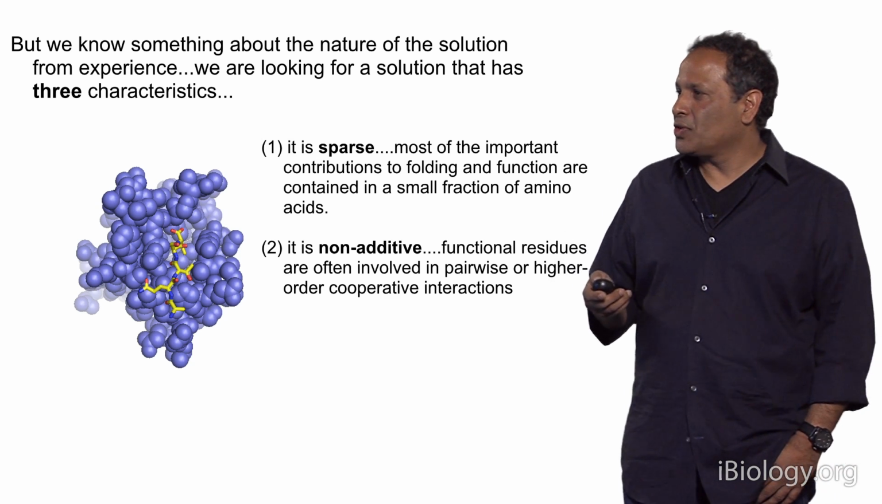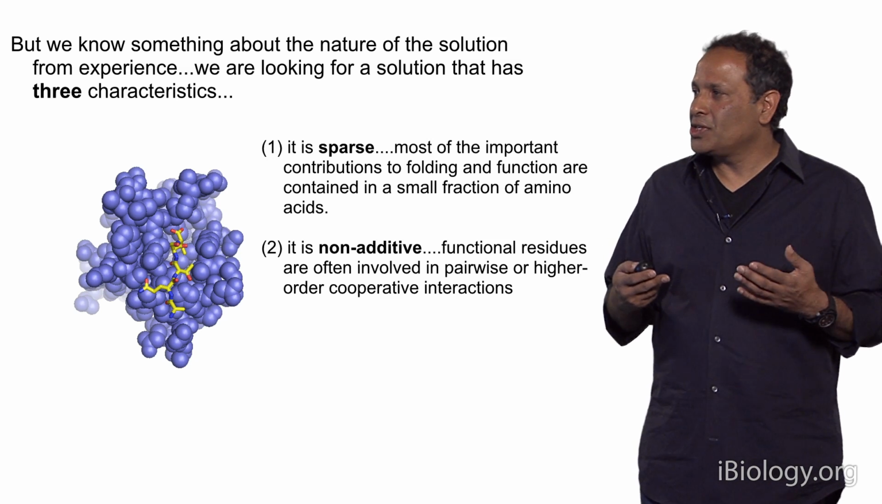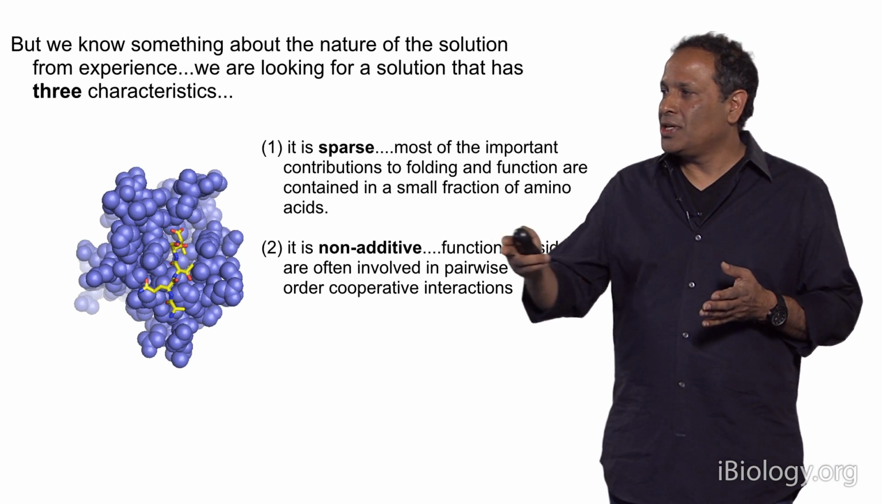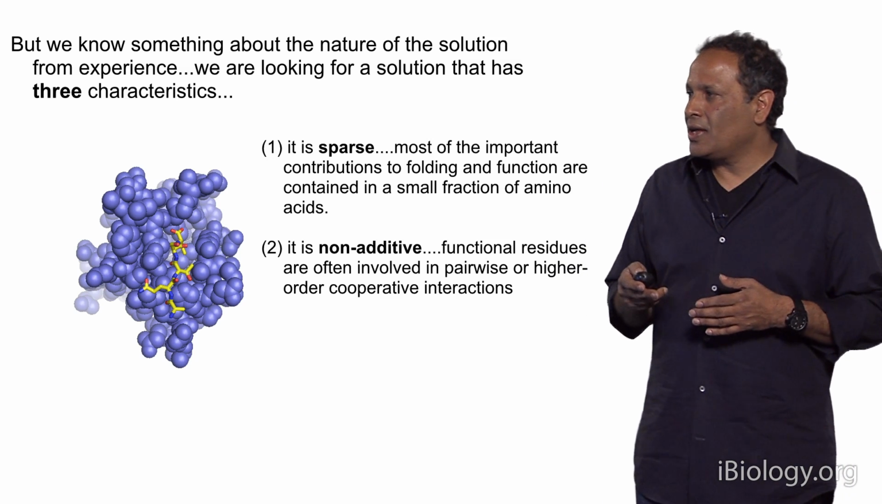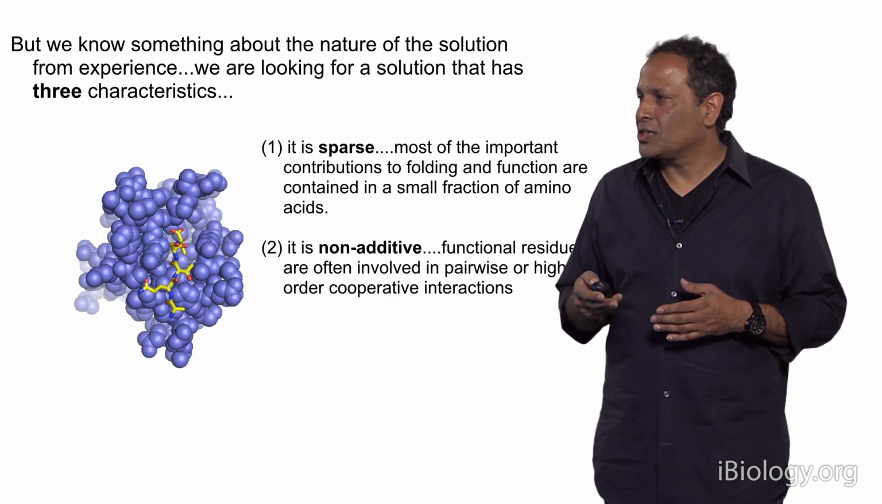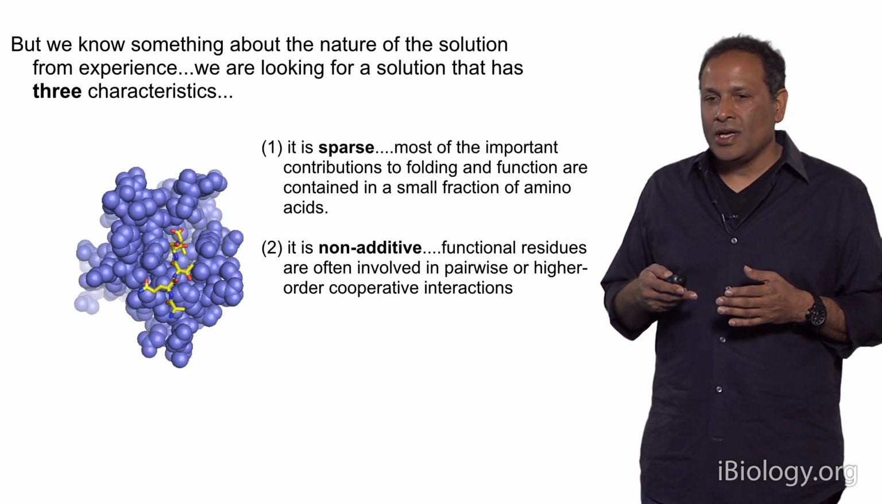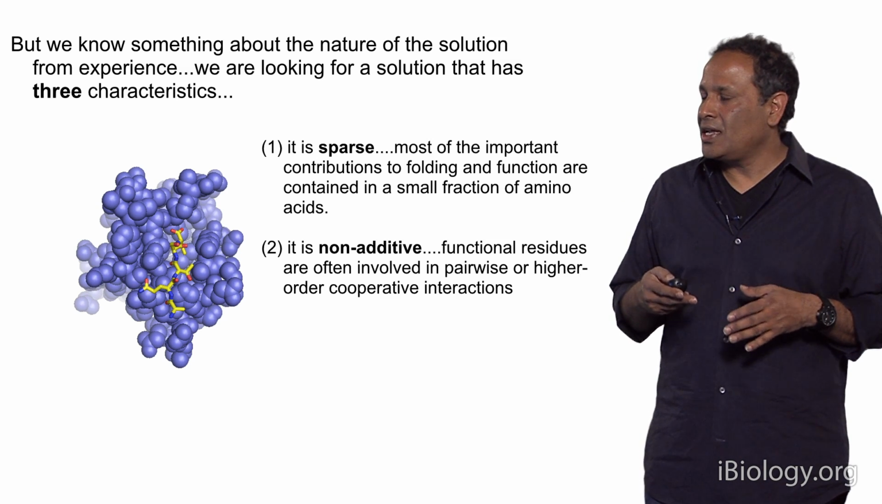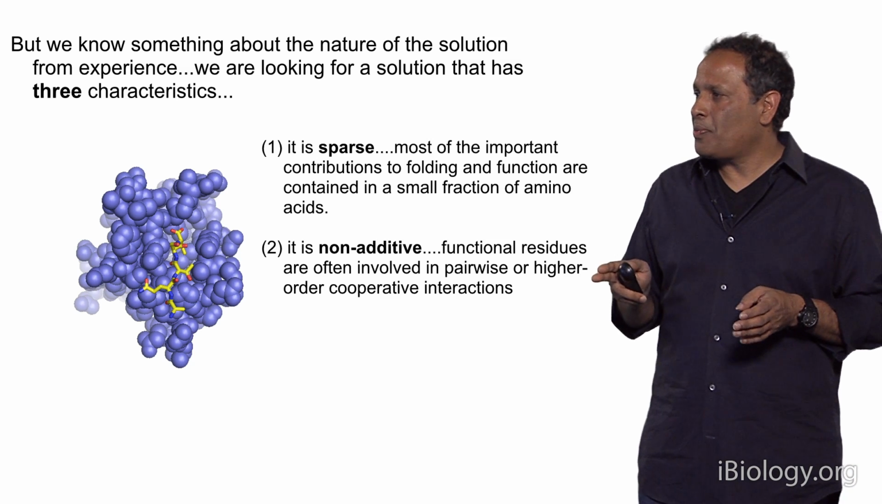To review what we said so far, again, we're looking for something about characteristics of the nature of the solution to the pattern of physical interactions that are in the protein structure. And we find that there are these 3 characteristics. The first is sparsity. That is to say, most of the contributions of amino acids is contained in a small fraction of the residues. The second is this property of non-additivity.